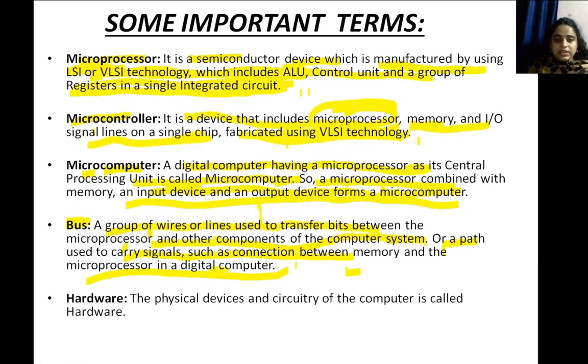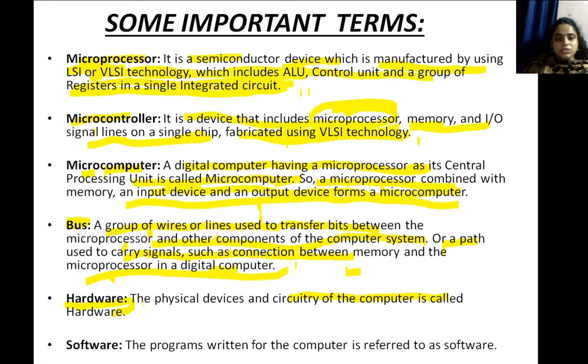And next one is hardware. The physical devices and circuitry of the computer is called hardware. Hardware means physical existence. If any device exists physically, that is called hardware. For example, if you take this mouse, it is a physically existing device, so this comes under the hardware unit. And software. What is software? The programs written for the computer are referred to as software. If you use any language like C or some other language to write programs for the computer, that is referred to as software.